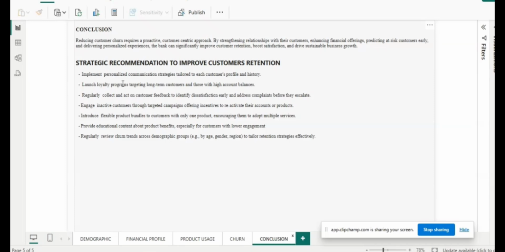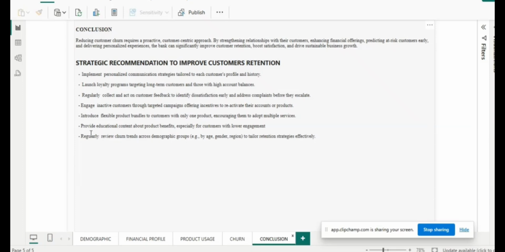So I have strategic recommendations in order to improve customer satisfaction. I'm not going to be reading everything. The first one is to implement personalized communication strategies tailored to each customer profile and history. For customers 18 to 30, the way you communicate with them is going to be different from the way you communicate with 66 plus. The next one is to launch a loyalty program targeting long-term customers and those with high account balance so that you always retain them.